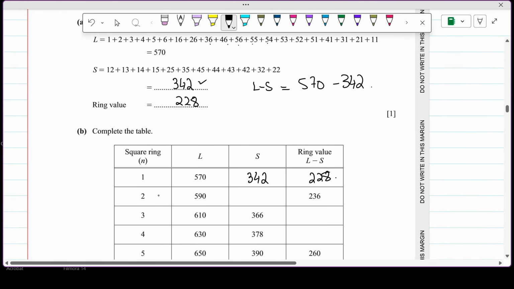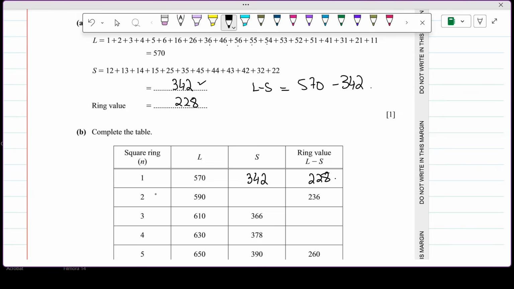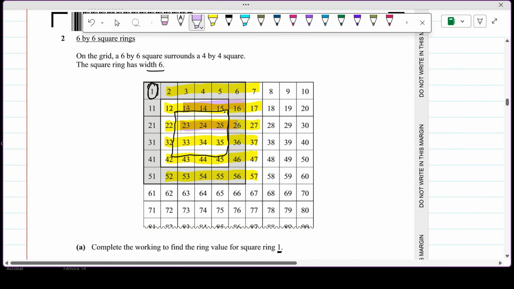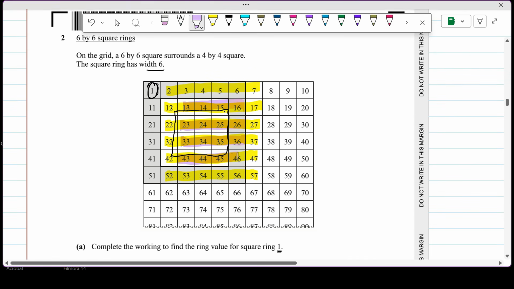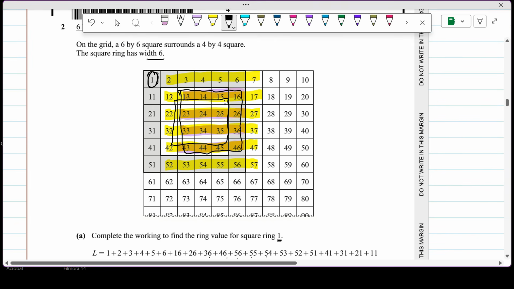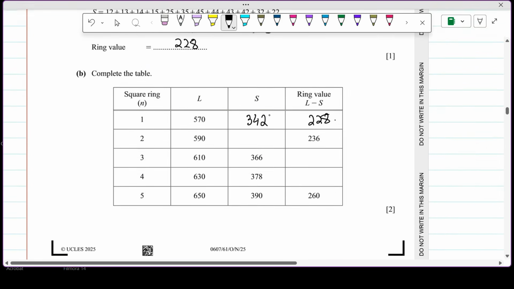Okay. Now when the square ring n is equal to 2, this one will be the 6 by 6 square, and in this case the 4 by 4 square will be this one. To find the value of S, we will add these values: 13 plus 14 plus 15 plus 16, then 26, 36, 46, 45, 44, 43, 33, 23. This is one method to find the value of S.